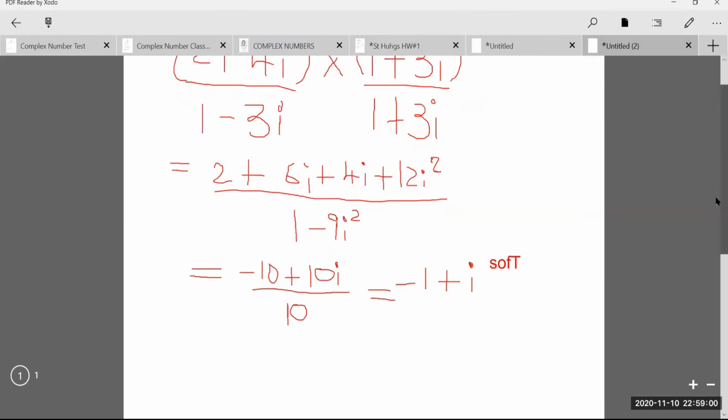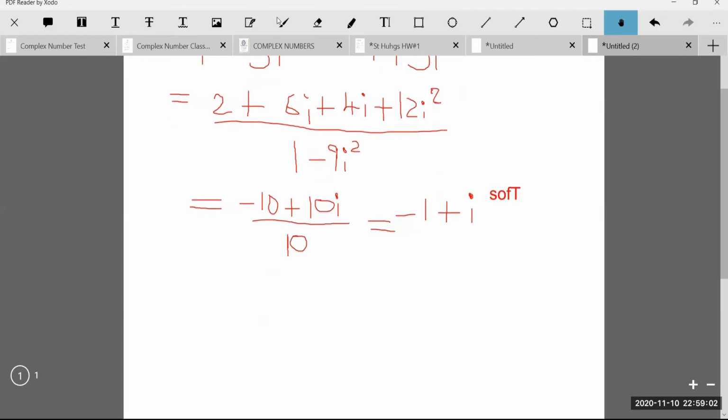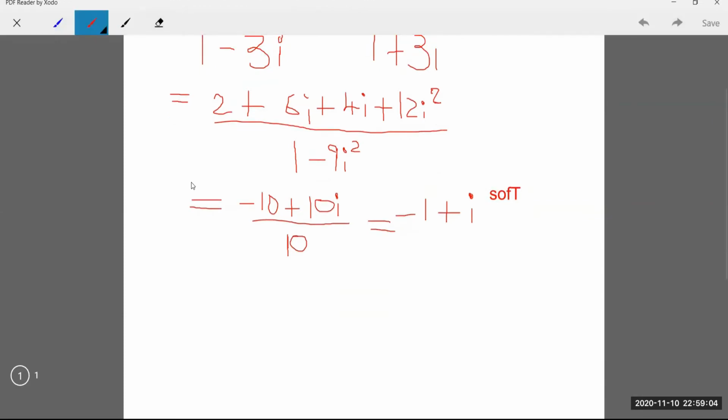Now we're working out z squared. Instead of squaring that number up there, we can just square this: minus 1 plus i. So we're squaring minus 1 plus i. When we square this, it's just the first term squared.